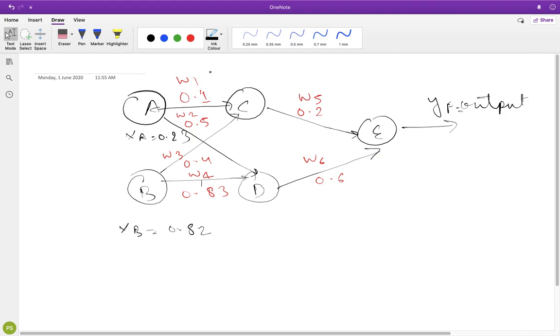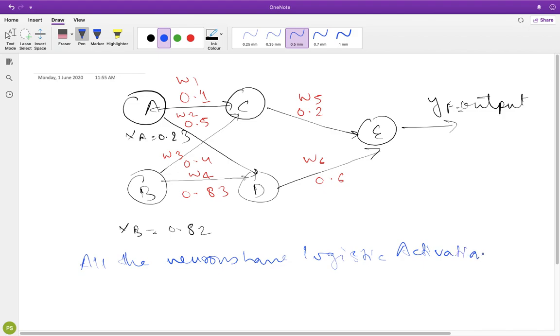In this question example we have to assume that all the neurons have logistic activation function.